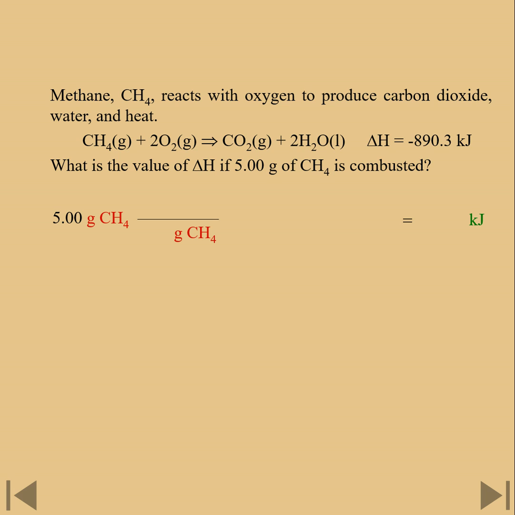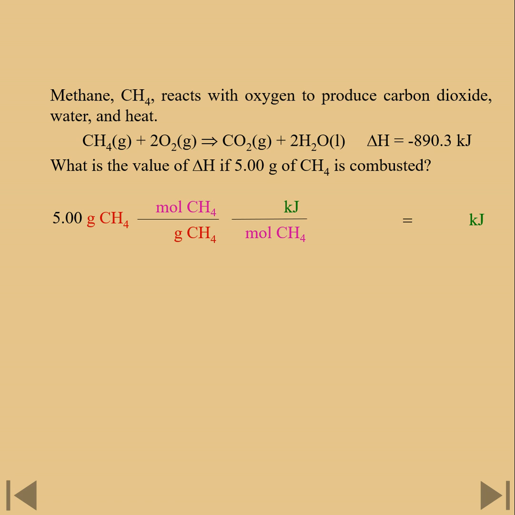Let's get out of grams of methane. Here comes the big question. Can I go straight from grams of methane to kilojoules of energy? No. How am I going to get the kilojoules? From moles. So first from grams to moles of methane, and then from moles of methane to kilojoules.